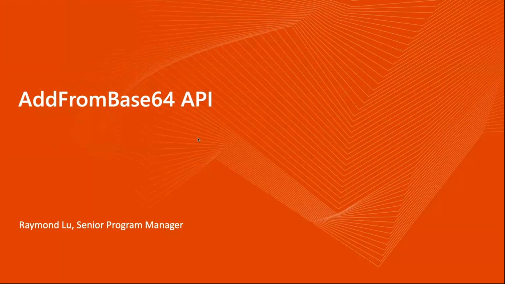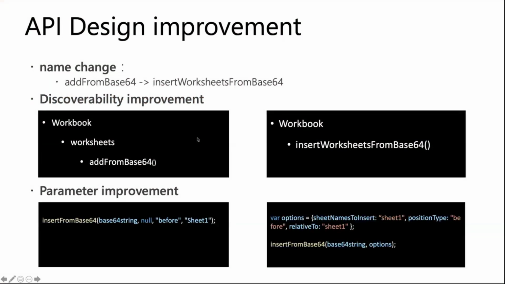The first one is the design improvements, and for this API we have improved three areas. First is the name change. We changed Add from Base64 to insert worksheet from Base64. The reason is that insert tells you that you can insert at any position you like, but add is more like you add at the end of the workbook.